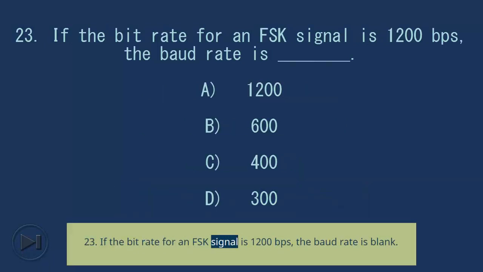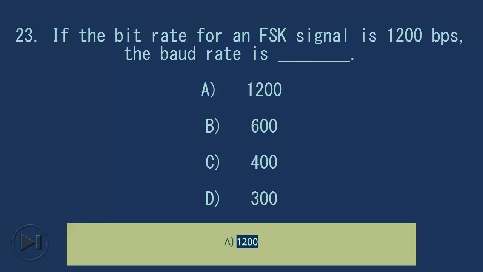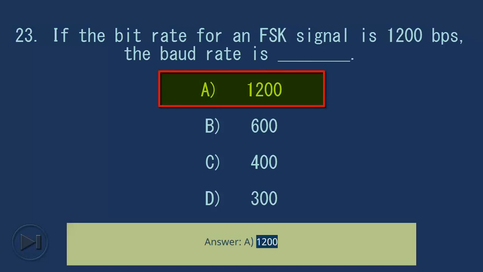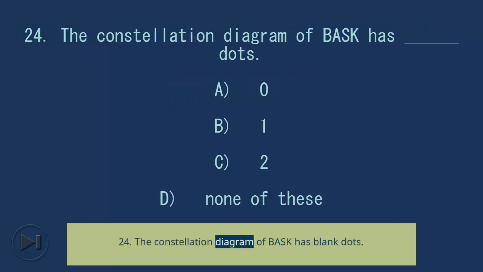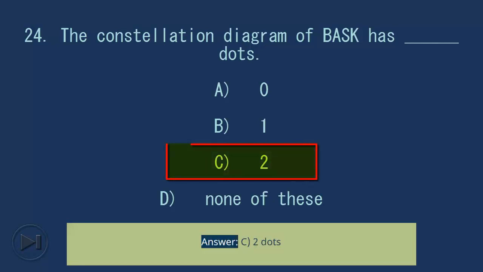23. If the bit rate for an FSK signal is 1200 bps, the baud rate is blank. A. 1200. B. 600. C. 400. D. 300. Answer, A. 1200. 24. The constellation diagram of BASK has blank dots. A. 0. B. 1. C. 2. D. None of these. Answer, C. 2 dots.